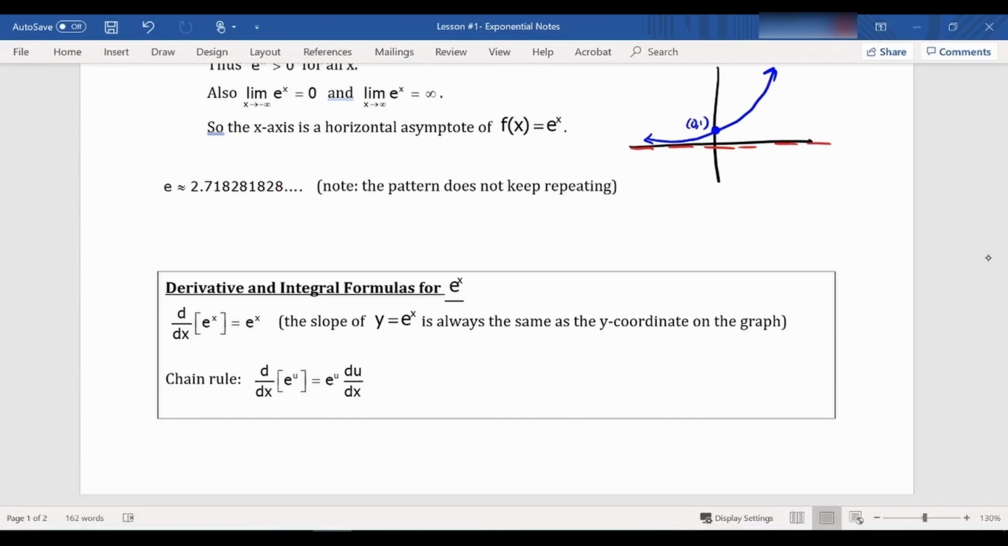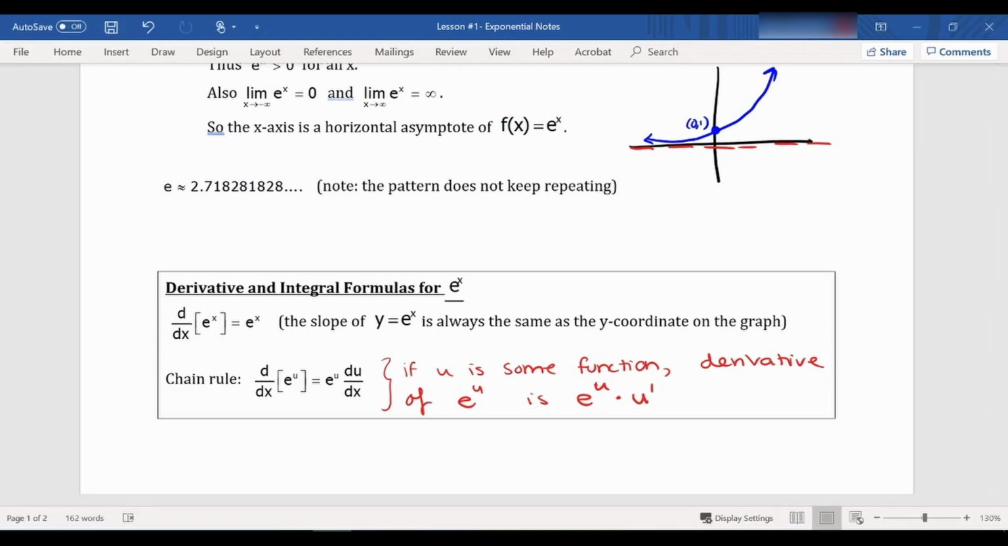Now, chain rule does apply. So if you have another function as the exponent, you need to do the derivative of the exponent as well, which is what this second line here indicates. Okay? So if u is some function, then the derivative of e to the u is e to the u times u prime. The derivative of the e part is still e, but then you need the derivative of the exponent as well, which would be u prime.